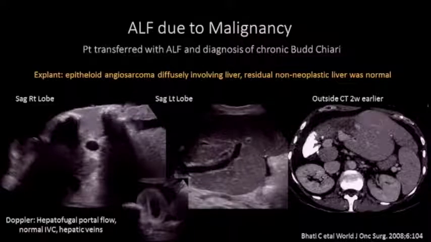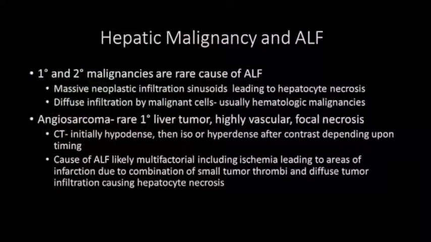The patient was in acute liver failure and received a transplant. The explant showed that this patient had something called an epithelioid angiosarcoma that had diffusely involved the liver, even the left lobe, and that the right lobe was shrunken down, as you can see here, with some residual non-neoplastic left lobe. As I mentioned, this is a very unusual cause of acute liver failure.